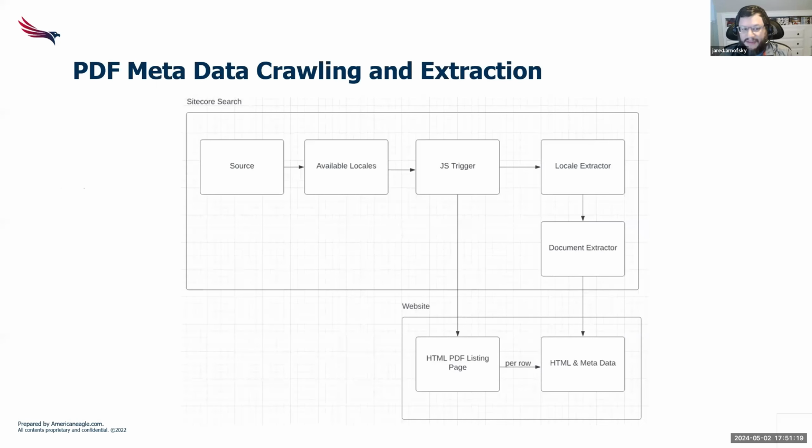They're not all the same. So it just wasn't a good solution that we could use. So we had to think of something different here. What we did is we implemented a JS trigger, and you'll see to the right of it, we still have a locale extractor. Under that, we still have a document extractor. The only thing that's different now is we have a JS trigger and we have an HTML PDF listing page. So instead of looking at a sitemap or a sitemap index, we're looking at an HTML page.